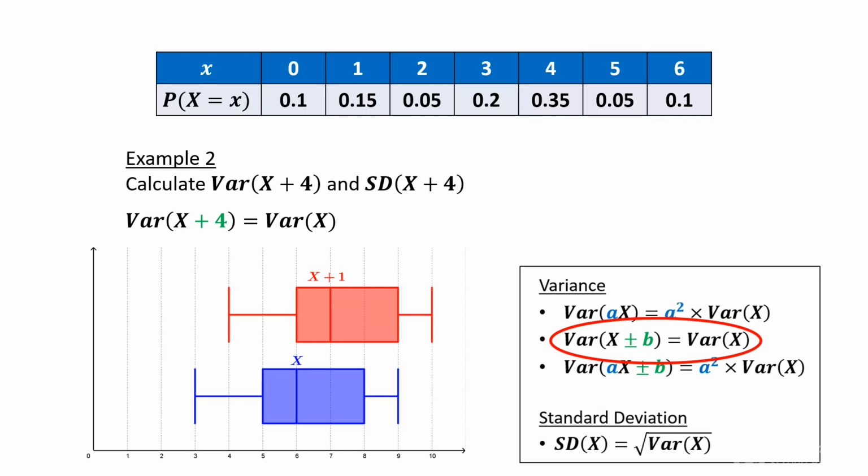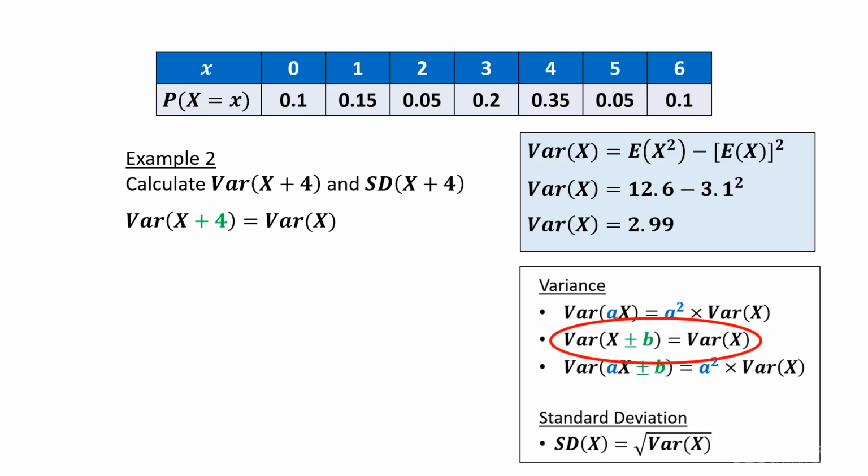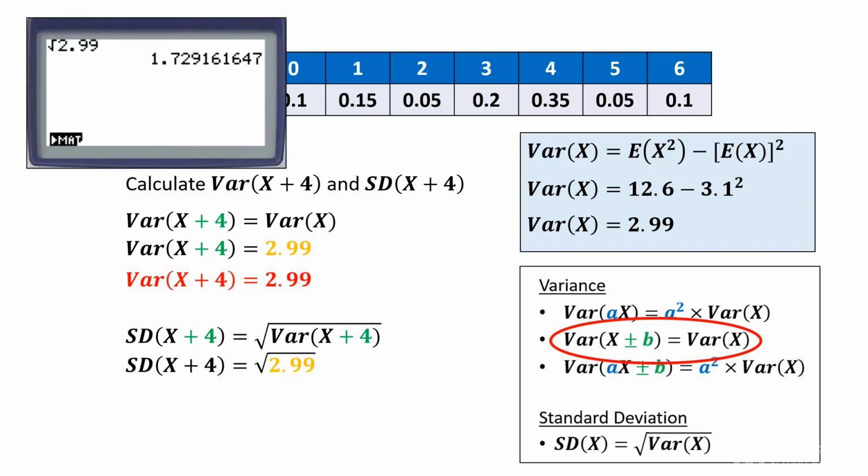So our spread, our variance, our standard deviation doesn't change if we add or subtract something. So basically, even if we add 4 to all values of x, we basically stay with the same variance. Now the old variance was 2.99, so our new variance is 2.99. And therefore we can square root that to get a standard deviation, which is going to be the same as what we had before, of 1.73. So keep that in mind. When we add or subtract a number to all values of x, our variance doesn't change.